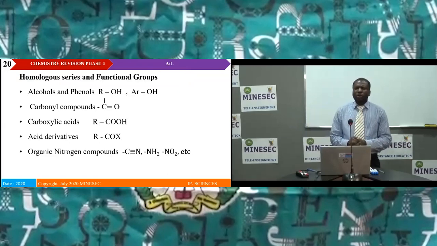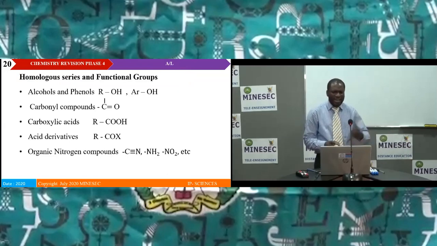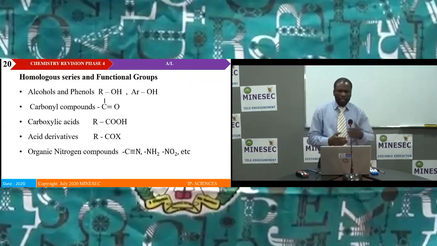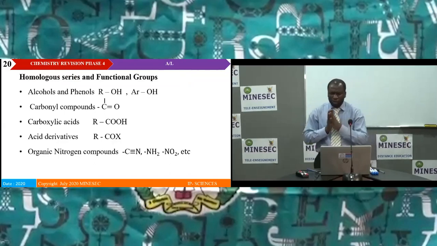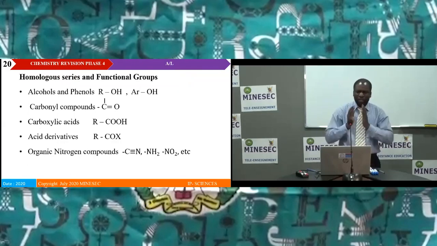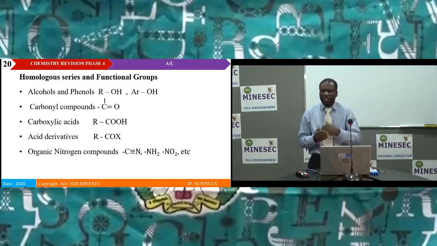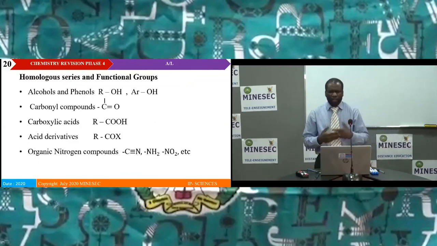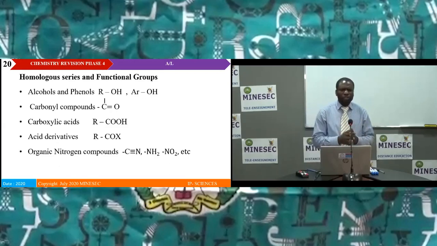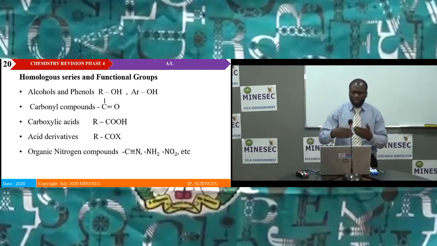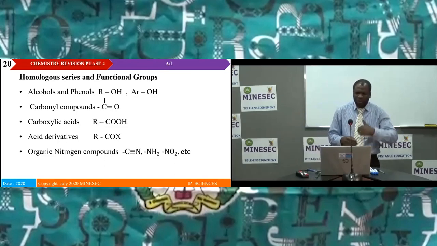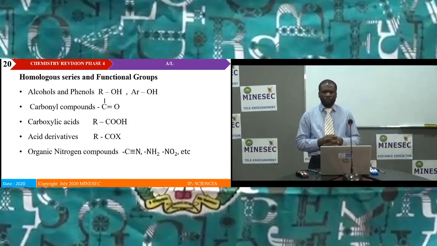We have alcohols and phenols. Alcohols contain an alkyl group to which an OH group is attached, while phenol is an aryl group to which an OH group is directly attached. So we have a benzene ring to which an OH group is directly attached. We form phenol. Carbonyl compounds. They possess the carbonyl functional group, where we have a carbon atom bonded to an oxygen atom by a double bond. We may then have a hydrogen atom or a methyl group attached to that carbon. So we call the carbon that is bonded to the oxygen atom the carbonyl carbon.